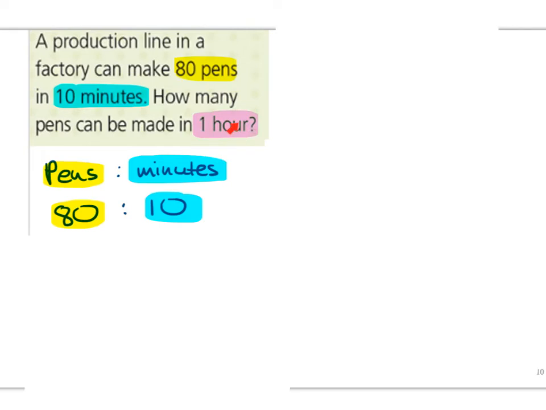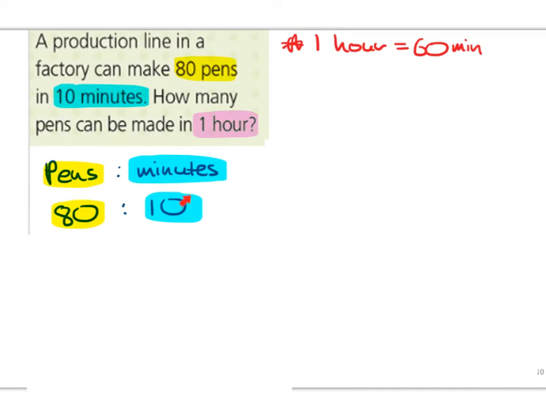So we've got two different units here. We've got minutes and hours. So we need to think, well, how many minutes are there in an hour? There's 60 minutes in an hour, and this you need to learn off by heart. So 1 hour equals 60 minutes. So we want to figure out how many pens can be made in 60 minutes. So at the moment we know how many pens can be made in 10 minutes. So let's figure out how many pens can be made in 1 minute.